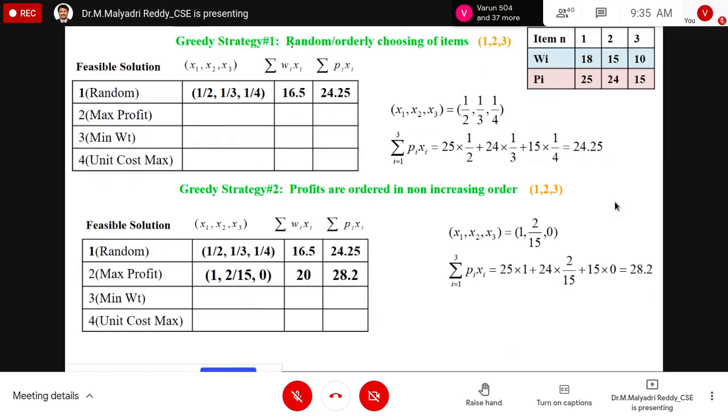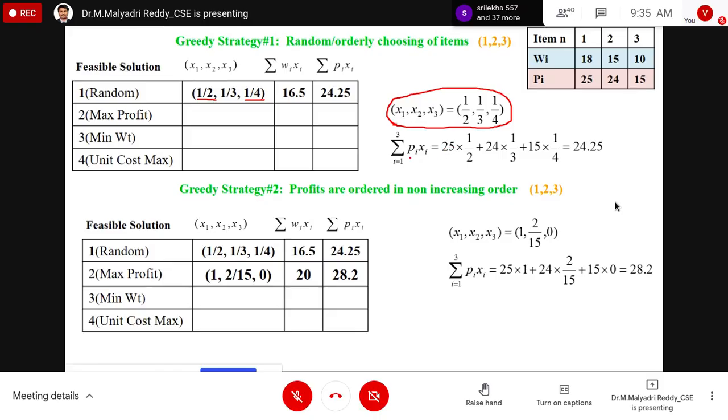Suppose I randomly choose 1/2, 1/3, 1/4. So item x1 is chosen as 1/2, x2 item is 1/3, and x3 is 1/4. This is the vector representation. While substituting that value in the PiXi, what is the PiXi value?